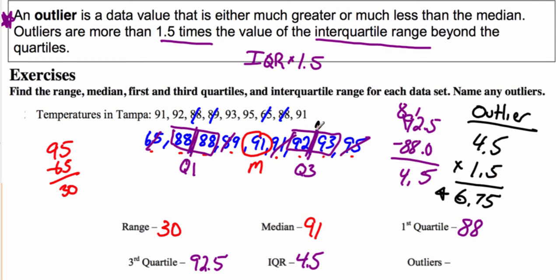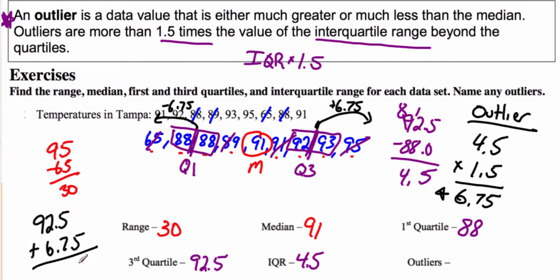So now, you can eyeball it and know that 65 is more than 6.75 away from 88, but we still have to prove it. So we're going to add to the upper, so 92.5 plus 6.75 is going to give us 99.25 for our upper extreme. So 99.25 is the upper limit. We don't have any numbers that were above 99.25, so there's nothing that's an outlier above the range.